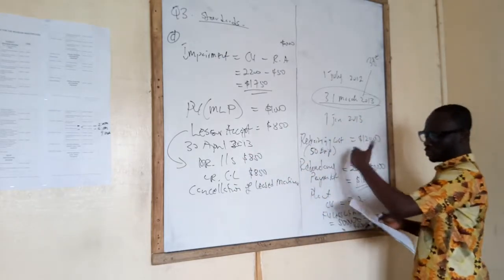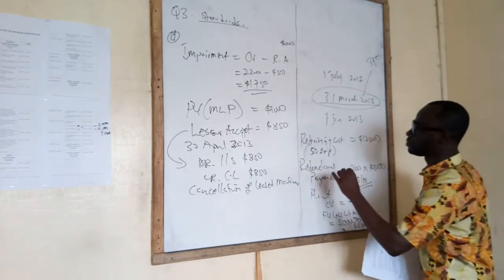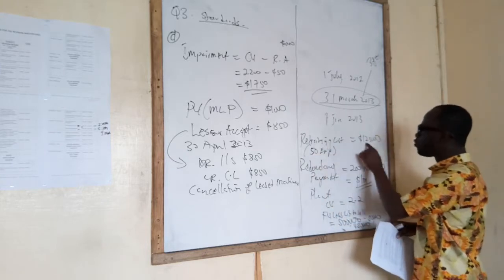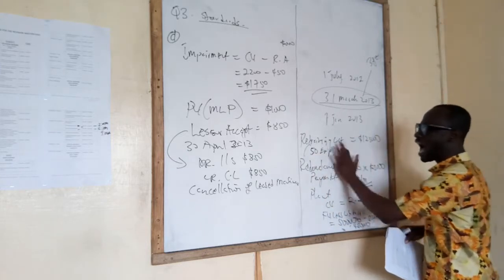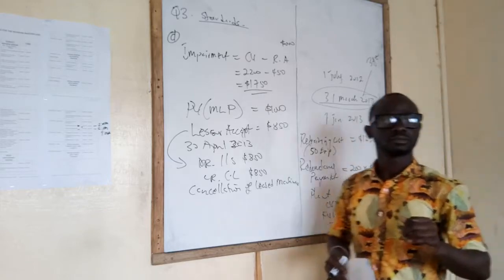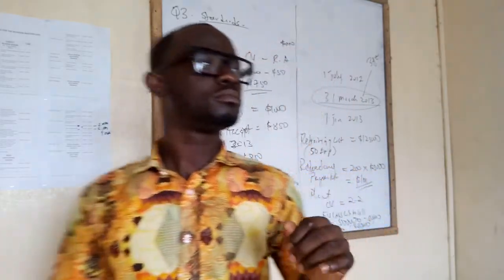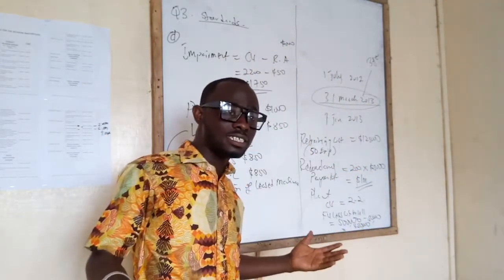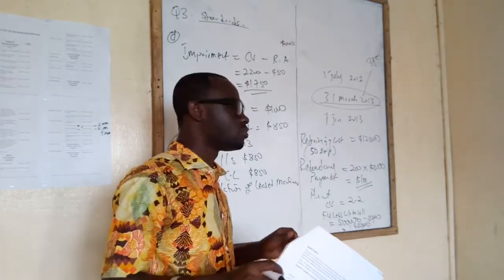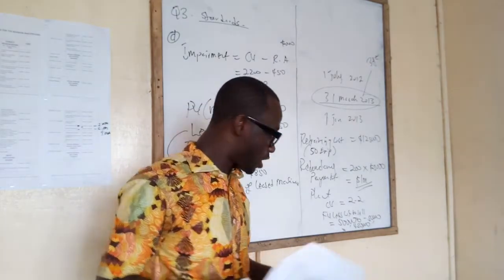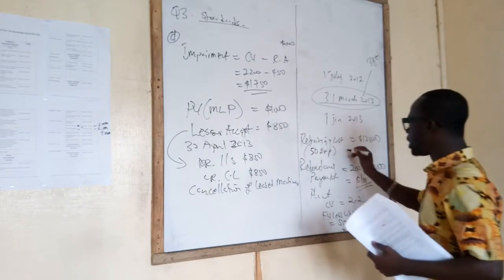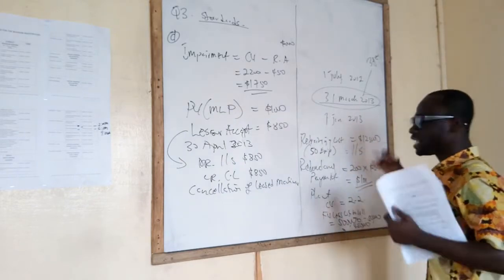Now, let me come back to this before we take the final slide. The retraining cost of 125,000. How do we account for it? Do we capitalize it or write it off? We write it off. Okay? So meaning this goes straight out to the income statement as an expense.